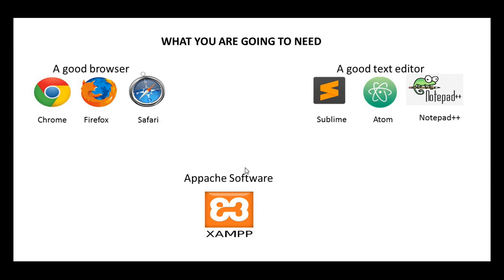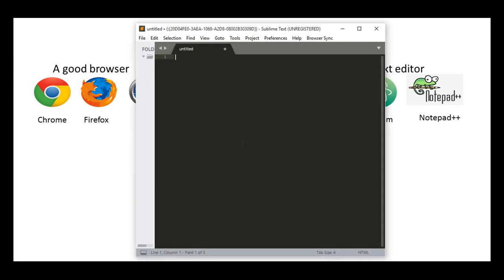The next thing you're going to need is a good text editor. As for me, I'm going to be making use of Sublime Text, and Sublime Text is a very good text editor. As you can see here, this is Sublime Text, and this is how the user interface looks. If you don't already have Sublime Text on your PC, I'm going to drop a link in the description of this video, where it will link you to another video of mine where I show you how to download and install Sublime Text on your computer.